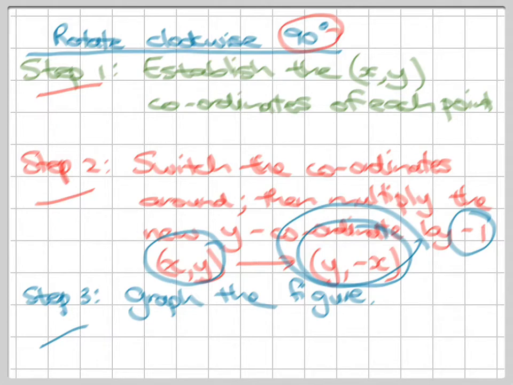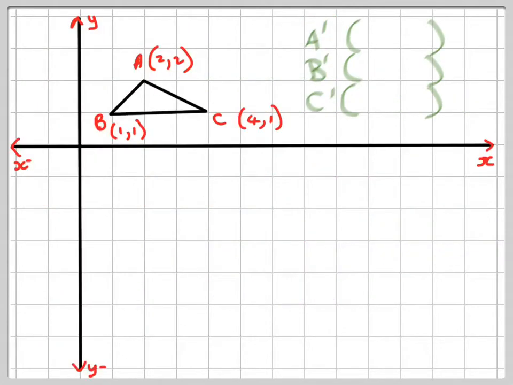Step 2 is we switch the coordinates and multiply the new y coordinate by -1. So then, our image would be, we're going to switch them around. Luckily for us, they're both still exactly the same, so it doesn't matter if we switch them around. But now our y is going to be multiplied by -1, which will make it -2.